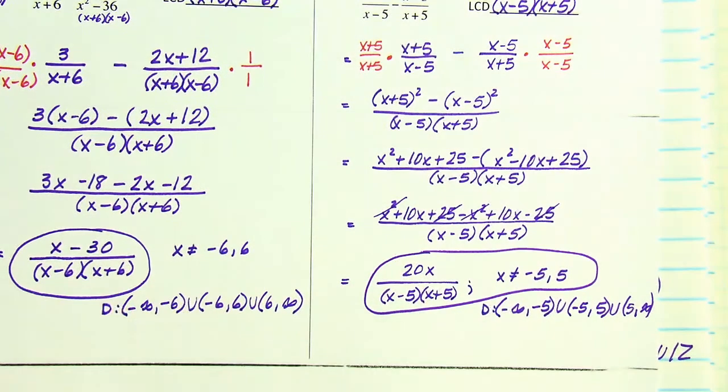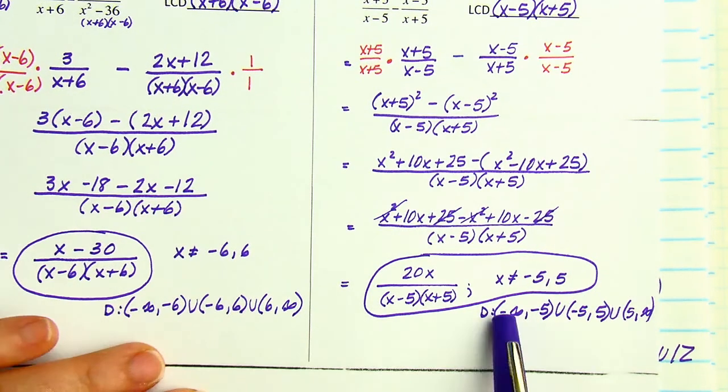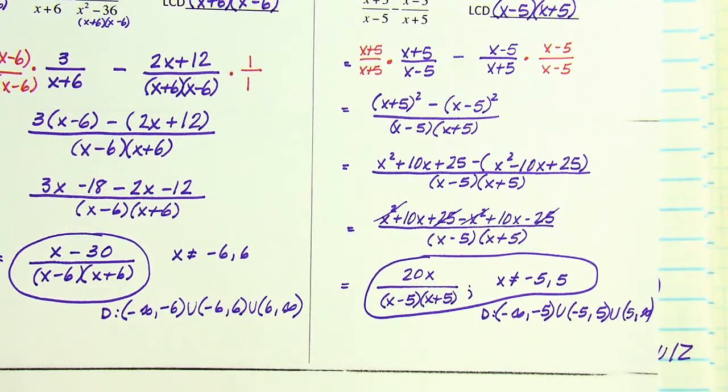The restrictions are part of the answer. Okay, you must list restrictions always, always, always. And if you're asked to give the domain, it would be written like this: negative infinity to negative 5 in union with negative 5 to 5 in union with 5 to infinity. So if you have questions on that, please let me know.